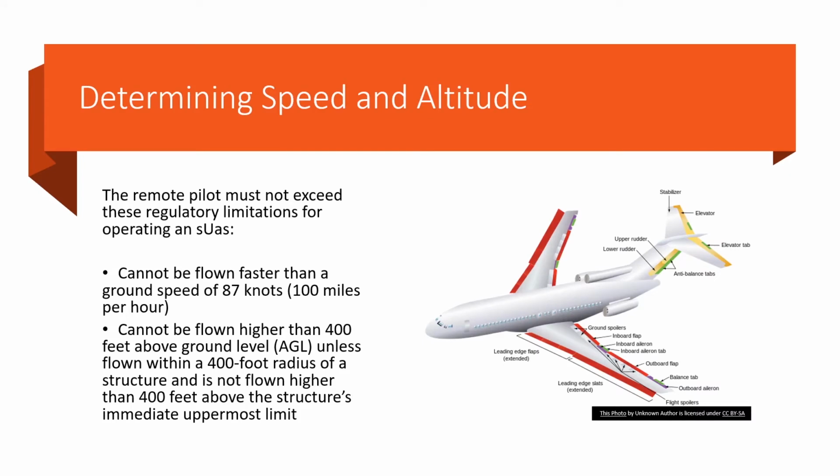So, determining speed and altitude. The remote pilot must not exceed the regulatory limitations for operating a UAS. It cannot be flown higher than 400 feet above ground level unless flown within a 400-foot radius of a structure, and is not flown higher than 400 feet above the structure's immediate uppermost limit.